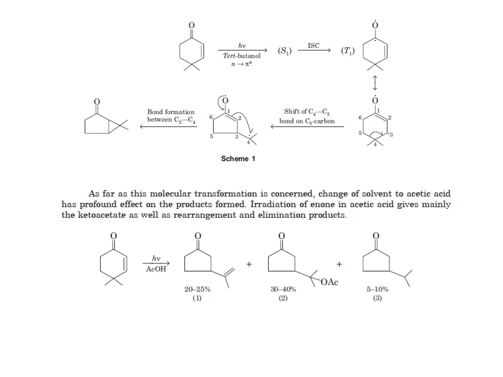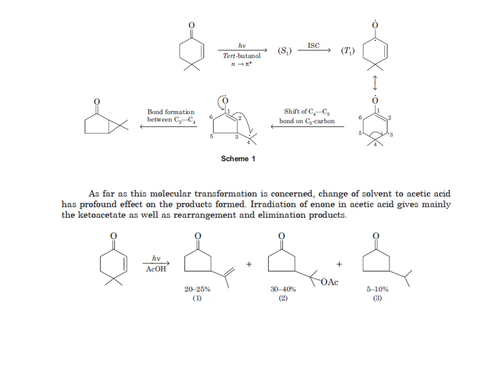And here, as far as this molecular transformation is concerned, the change of the solvent also leads to a variety of products. So when we change the solvent to acetic acid, there is a pronounced effect on the product formation. Here we can see that if the same reaction is carried out in the presence of light in acetic acid solvent, the number one product is produced in 20 to 25%, the second product is produced as 30 to 40%, and the third product is produced as 5 to 10%, and all these products are produced.